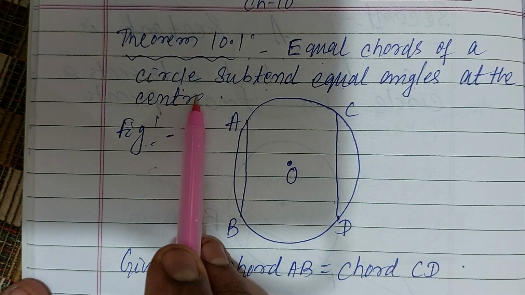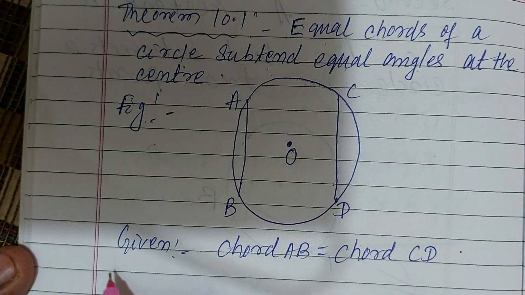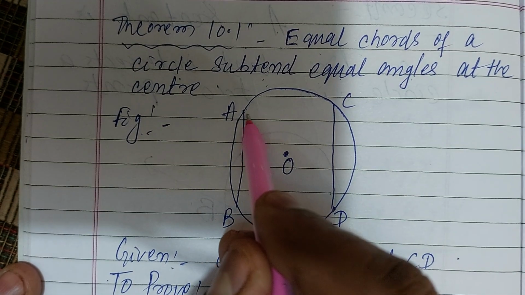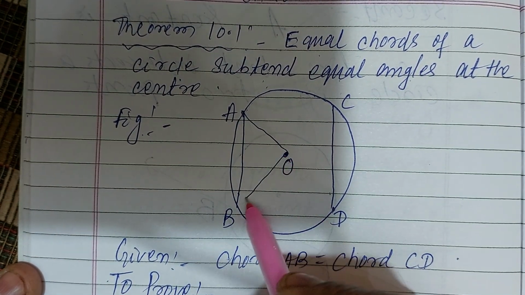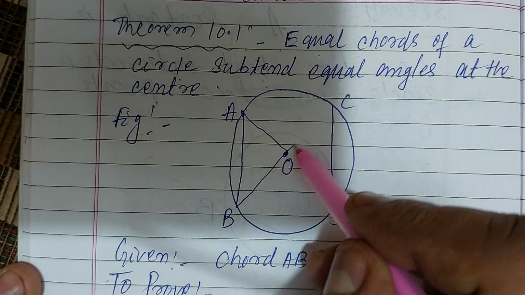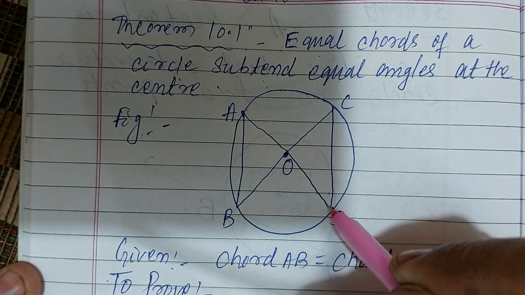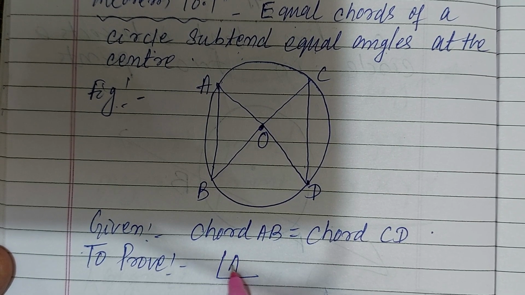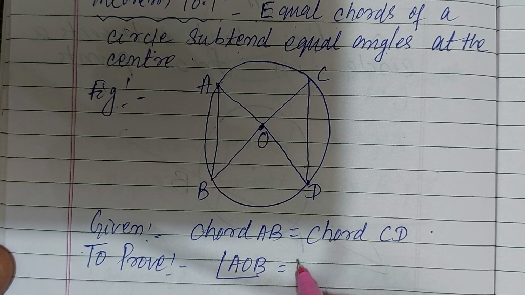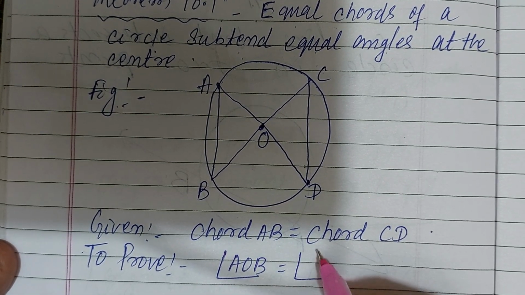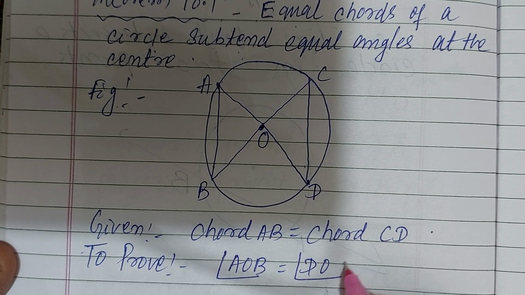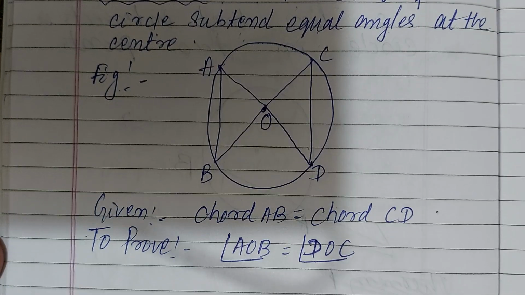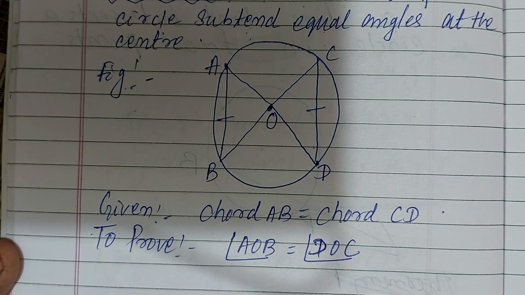Equal chords of a circle subtend equal angles at the center. What do you prove? To prove angle AOB is equal to angle COD. We have to prove it. Angle AOB is equal to angle DOC or COD, right? So these two chords are equal.